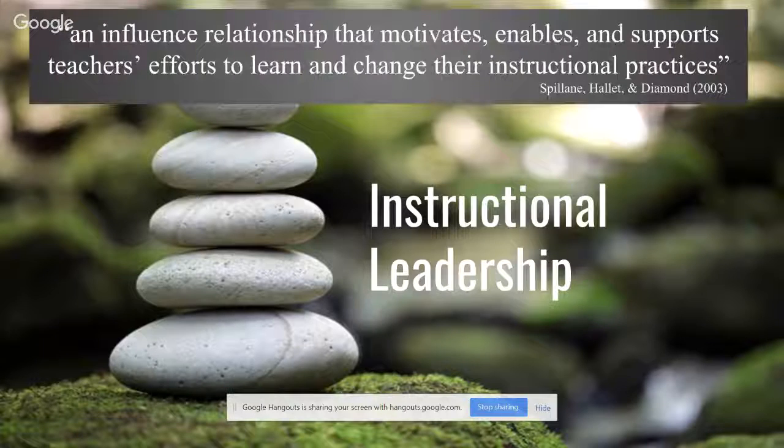Here's a definition that I came across while reading some research. An influence relationship that motivates, enables, and supports teachers' efforts to learn and change their instructional practices. Do any of these words from this definition mirror or match what you wrote on your sticky note? Or maybe how is it different? I'd like you to turn and talk at your table and see what comes up.